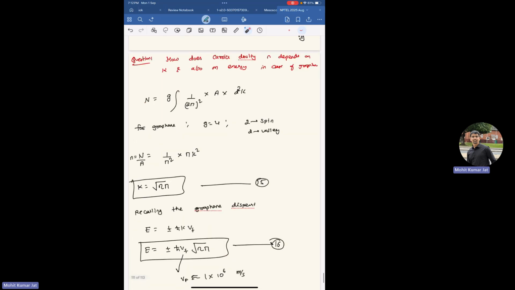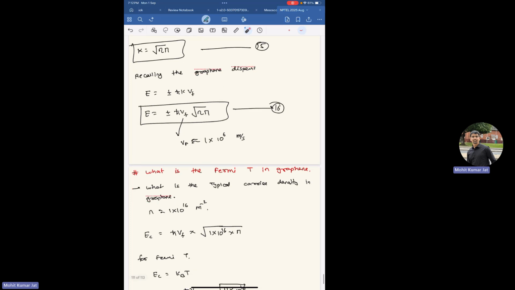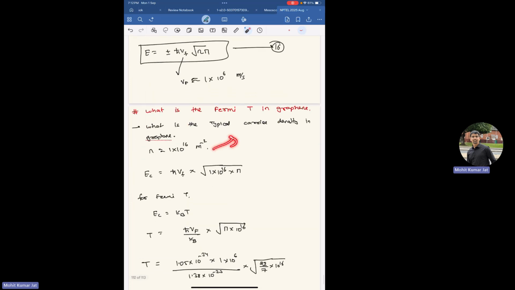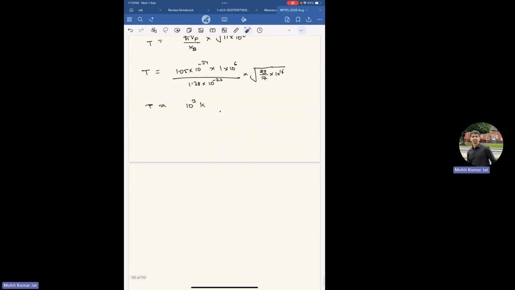Then we studied how the carrier density n depends on k, the wave vector, and how it is related to the energy of graphene. So this we discussed, and then we derived it. Then we also discussed the corresponding Fermi temperature in graphene for a typical carrier density of 1 times 10 to the power 16, which is very easily achieved with gating.